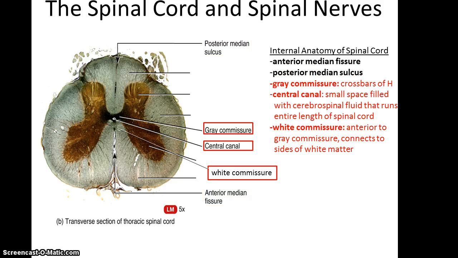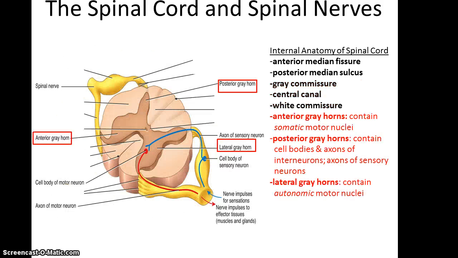Then you have some names for all the different little portions of the spinal cord. You have the gray commissure, which is the H's crossbar. You have the central canal. There's a little hole there, which is filled with cerebrospinal fluid, and that runs the entire length of the spinal cord. You have the white commissure, which is in front of the gray commissure, and it ends up connecting the two sides of the white matter in front.